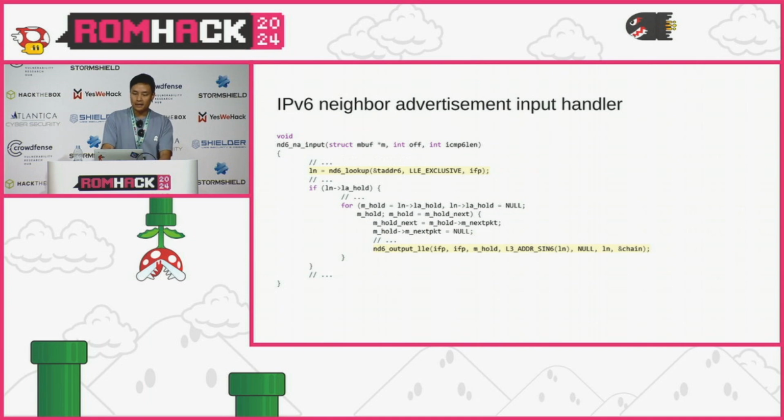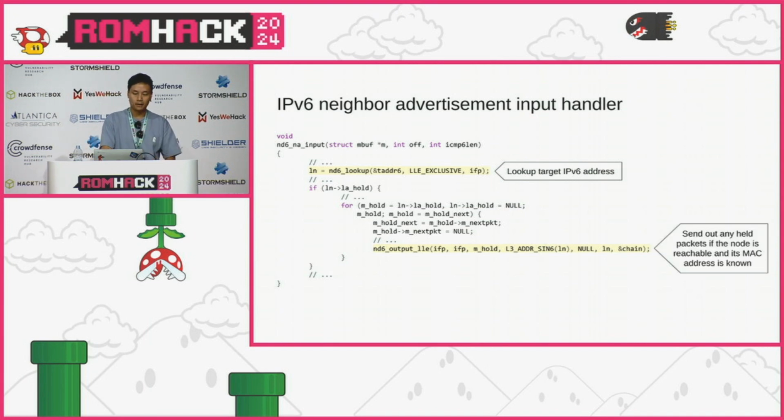Let's take a look at the neighbor advertisement input handler. It does a lookup of the IP address, and at some point it checks if the field LA hold is non-empty. That's the field that stores all the packets that should be sent only once the neighbor advertisement packet is received, in which case the function nd6_output_lle is called. So the idea is to hijack this pointer so that it sends out a different mbuf.